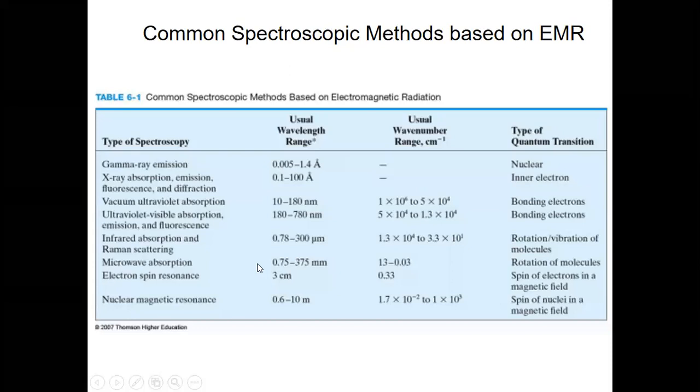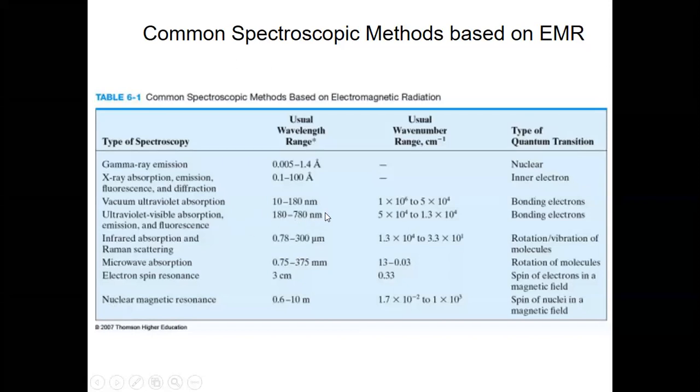All right. Then let's see some of the common spectroscopic methods based on electromagnetic radiation. This table summarizes the common spectroscopic methods associated with the different types of electromagnetic radiation. So UV visible, let's start from that one, because we all know UV visible very well. And UV visible absorption, emission, and fluorescence are all associated with this wavelength range.